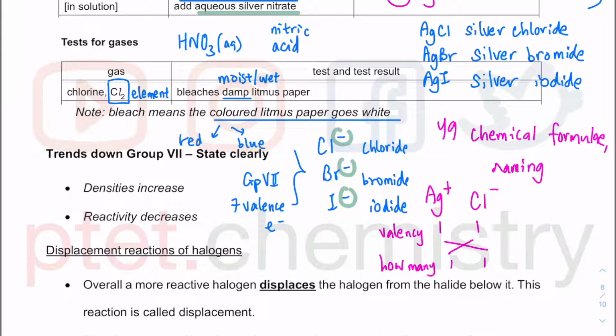Hello, I'm back again. So that was just a short experimental tutorial video that shows you that chlorine bleaches a damp litmus paper. Unfortunately, I don't have a recorded tutorial, but I will show you the test for the halide ions where I get the silver chloride, silver bromide, and silver iodide eventually.